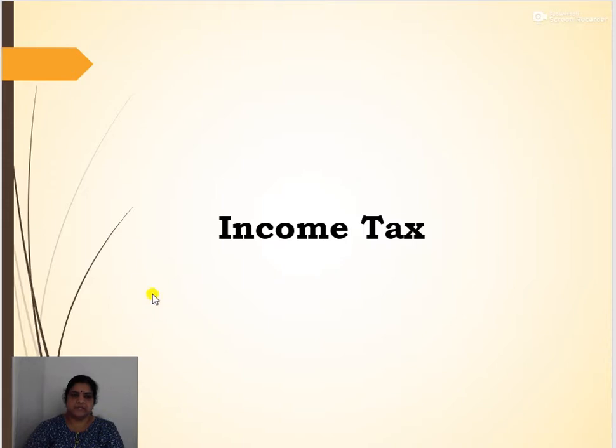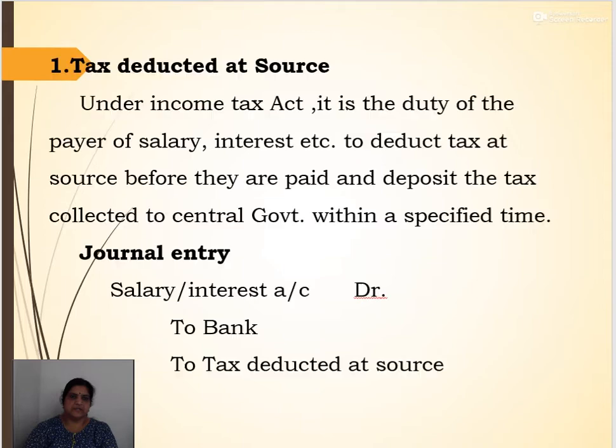Today we will discuss the adjustment relating to income tax and also the treatment of income tax in the final accounts of companies. The first adjustment is the adjustment relating to tax deducted at source. While talking about the adjustment relating to the income tax, the first one is tax deducted at source.